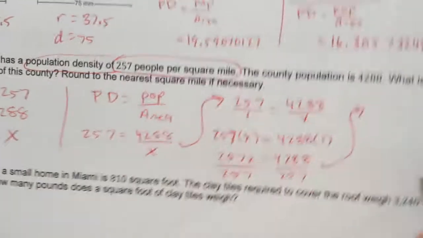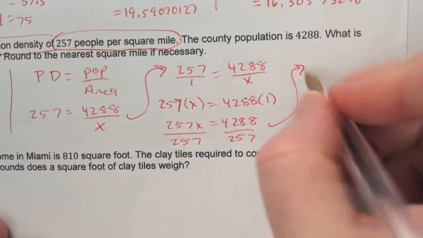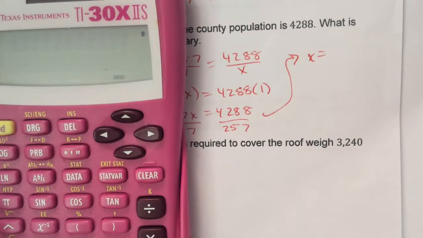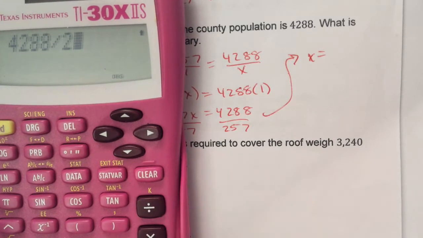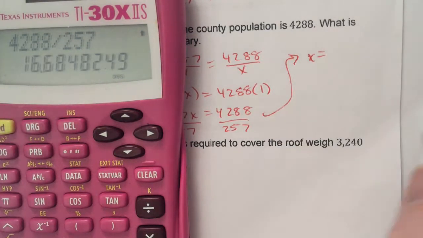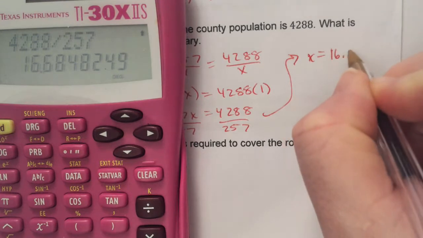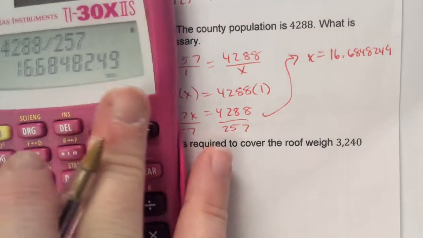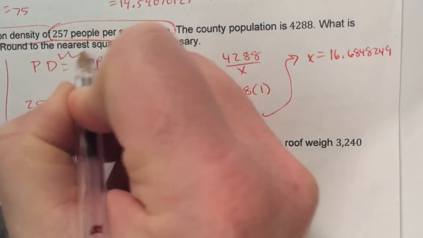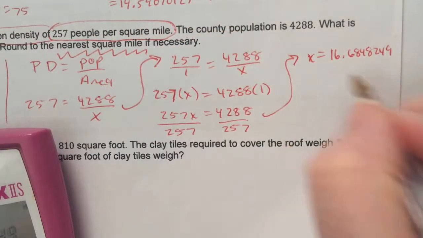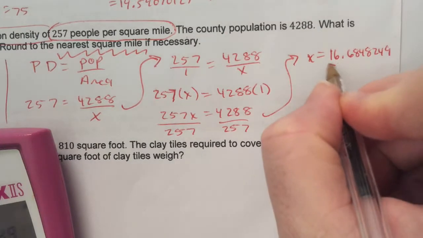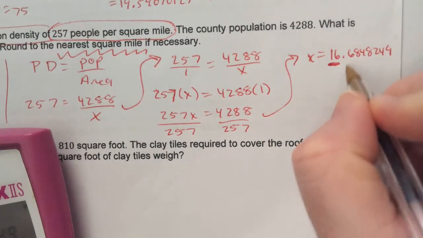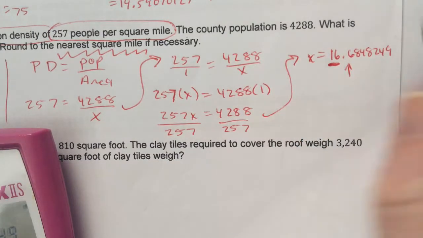Ran out of room yet again. And we are left with x is equal to, so in our calculator, 4288 divided by 257, we pop out with this decimal, 16.6848249. Awesome. Okay, and they said round to the nearest square mile. So that means the nearest whole number. So the question is, are we staying at 16 or are we going up to 17? The number after it makes that decision for us.